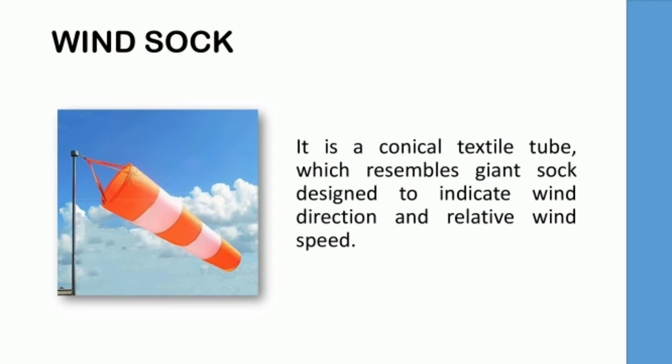Windsock. It is a conical textile tube that resembles a giant sock. Windsocks can be used as a basic guide to wind direction and speed or as decoration. It is commonly found at airports, especially on the runway, to indicate the wind direction and velocity, where this information can have a direct impact on pilot decisions.